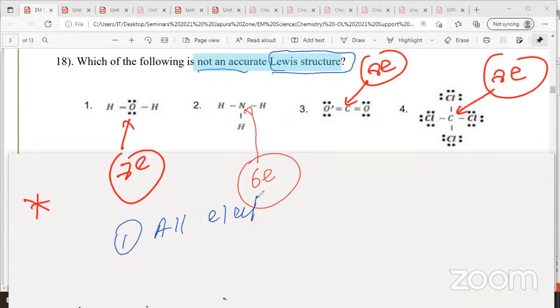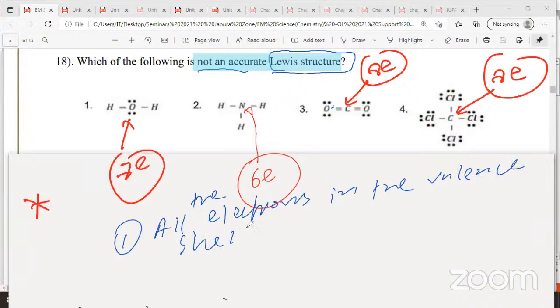All the electrons in the valence shell should be represented. Only the valence shell, no inner shells. Inner shells are not needed. Only the valence, meaning the outermost shell, should be represented.